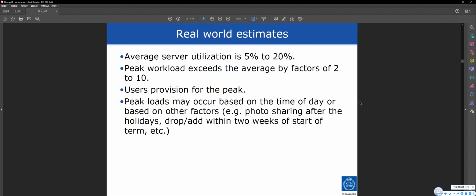Lesson 2: real world estimates. Average server utilization is 5% to 20%. Peak workload exceeds the average by factors of 2 to 10. Users provision for the peak. Peak loads may occur based on the time of day or based on other factors.